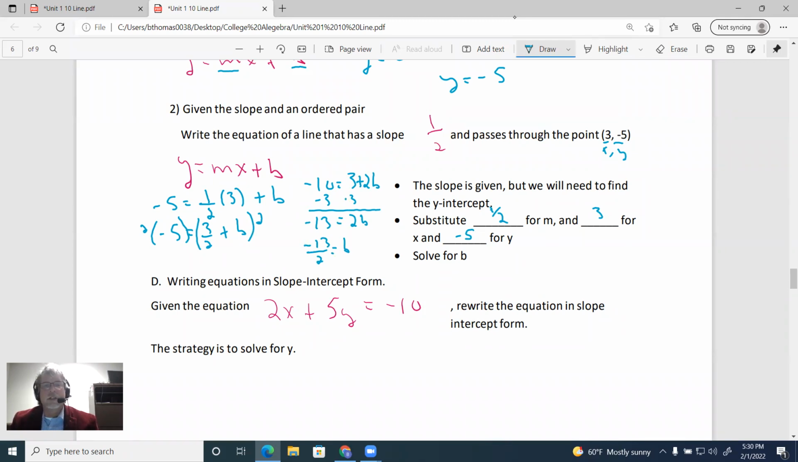So when I write my equation, I'm going to have y equals, replacing m with 1/2, x, and then my b is -13/2. So that's -13/2 for your y-intercept, and that would be your equation in slope-intercept form. So if you're given a slope and a point, we can replace m with the slope, but the point has to go in for x and y, which allows us to solve for b. So we get to use our solving linear equations strategy that we did a few lessons ago.